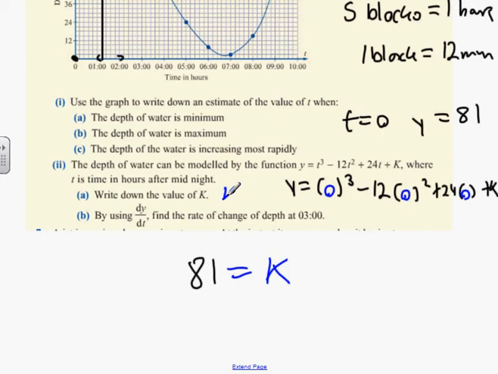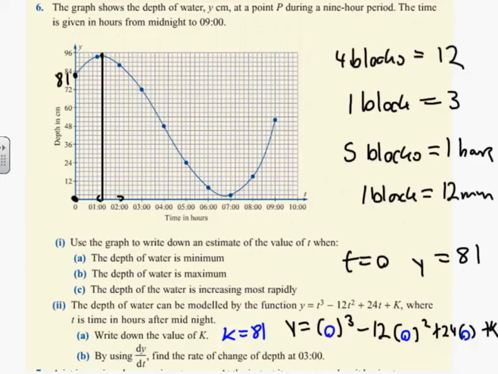Anybody get k equals 81 last night? Is it 81 in the back or 80? Is it 80? Alright, it probably should be 81 though, because it's exactly one block underneath it, and each block's worth 3, so I'd argue I'm more accurate this time around.